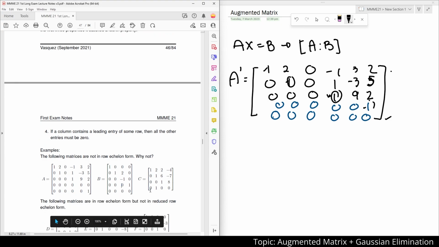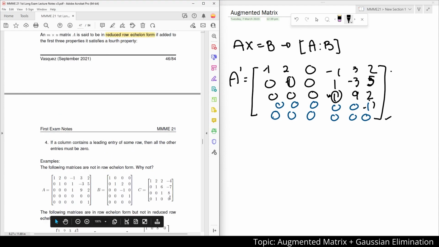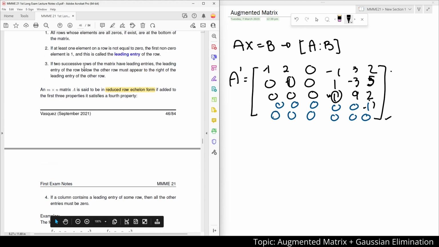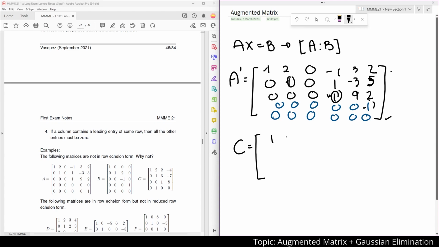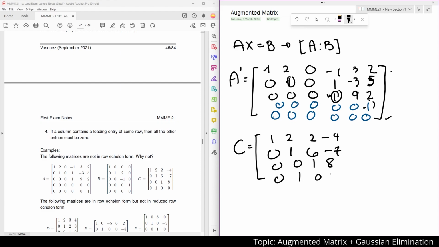Okay? And for letter C, this is not in row echelon form because if makita natin, lahat ng leading entries mo, lahat ng first entries ng row mo, 1 sila lahat. Okay? Then wala naman tayong rows na puro 0. But if we look at rule 3, if two successive rows of the matrix have leading entries, the leading entry of the row below the other row must appear to the right of the leading entry of the other row. If we look at rows 3 and 4 natin yung C: 1, 2, 2, negative 4; 0, 1, 6, negative 7; 0, 0, 1, 8; and 0, 1, 0, 0.